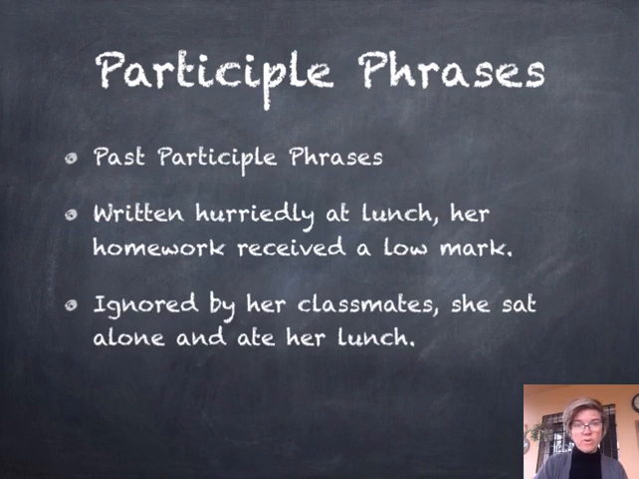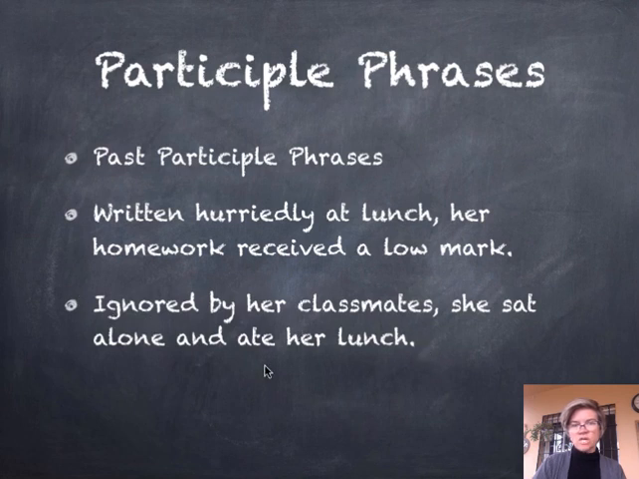Here's some examples with the past participle used. Okay, notice how this one is written, this one is ignored. Okay, sometimes these just look like the past tense. Past participle can often look like the past tense form of a verb, and then with irregular verbs, they look a little bit different. Okay. So my two examples are written hurriedly at lunch, her homework received a low mark. Okay, this written hurriedly at lunch is describing her homework, and so we find out the information when and how it was written, and the fact that the homework received a low mark. Okay, again, I'm adding detail through this writing style of participle phrases.